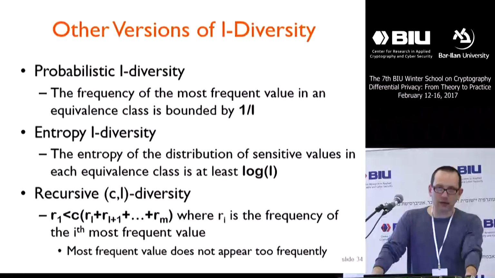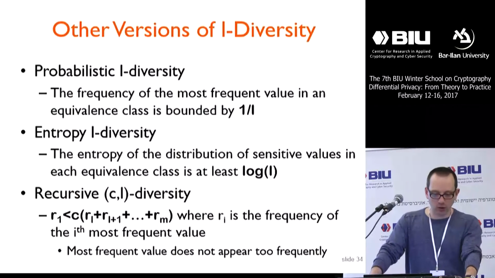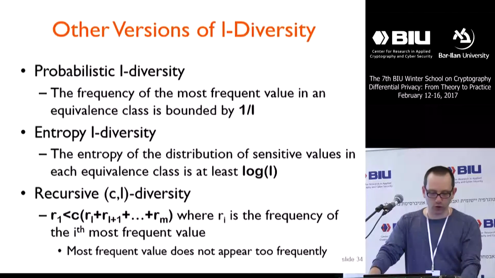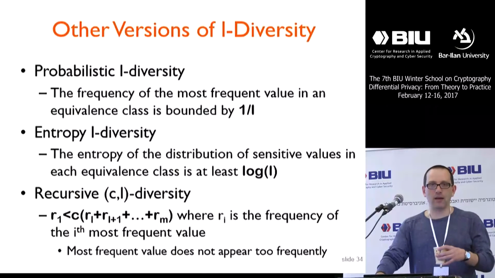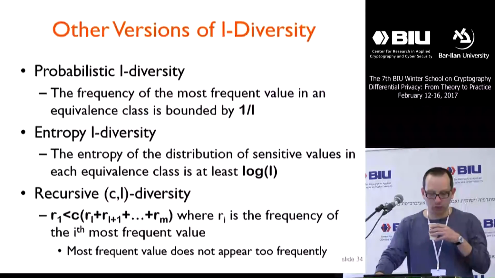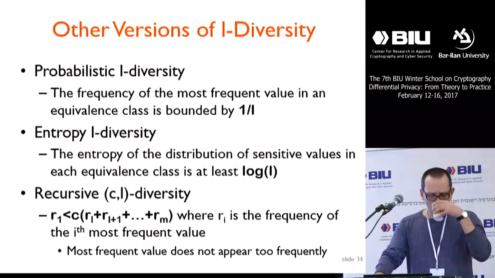They also have other versions of what it means to be diverse. There is something called probabilistic diversity, where the frequency of the most frequent value is bounded. A variant of this that they call entropy diversity. So, lots of definitions in there.